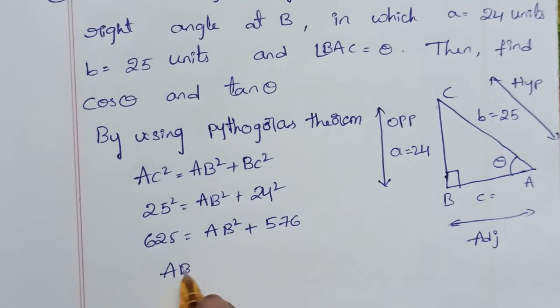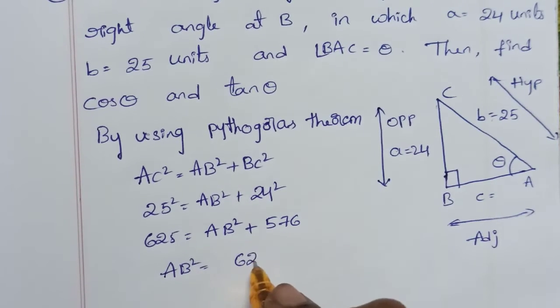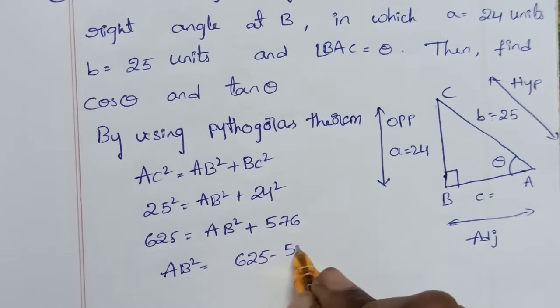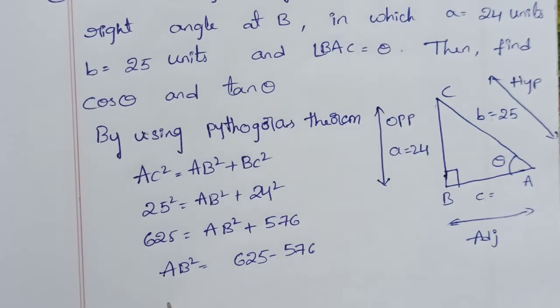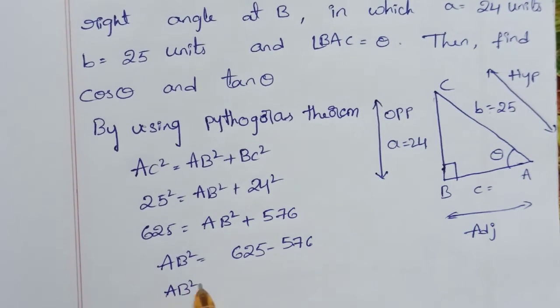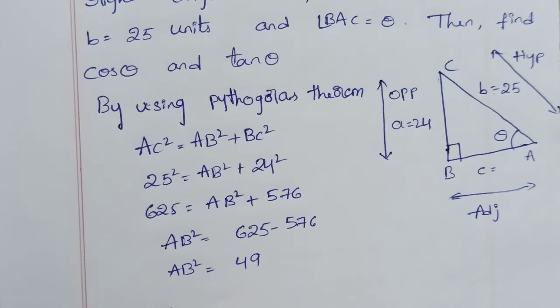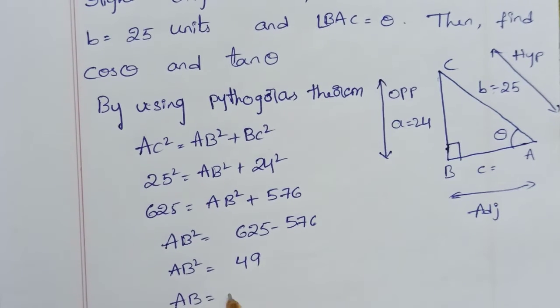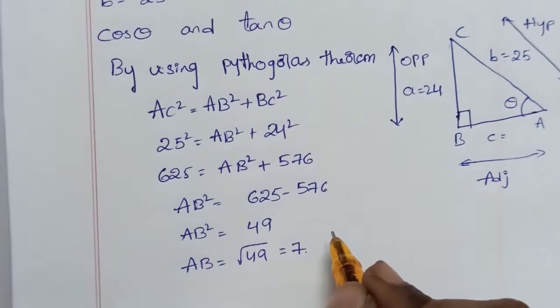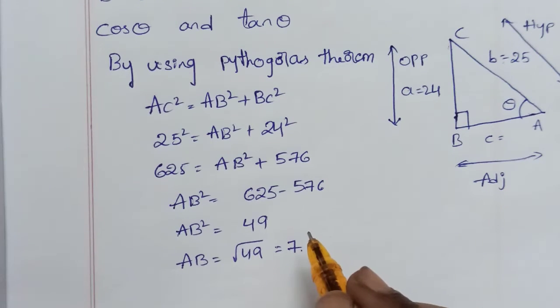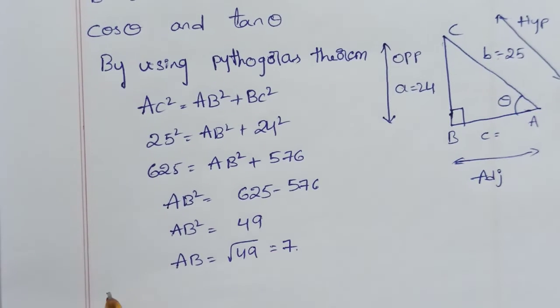AB square is equal to 625 minus 576, that is equal to 49. Therefore AB is equal to square root of 49 is equal to 7. Now we find the value of cos theta.